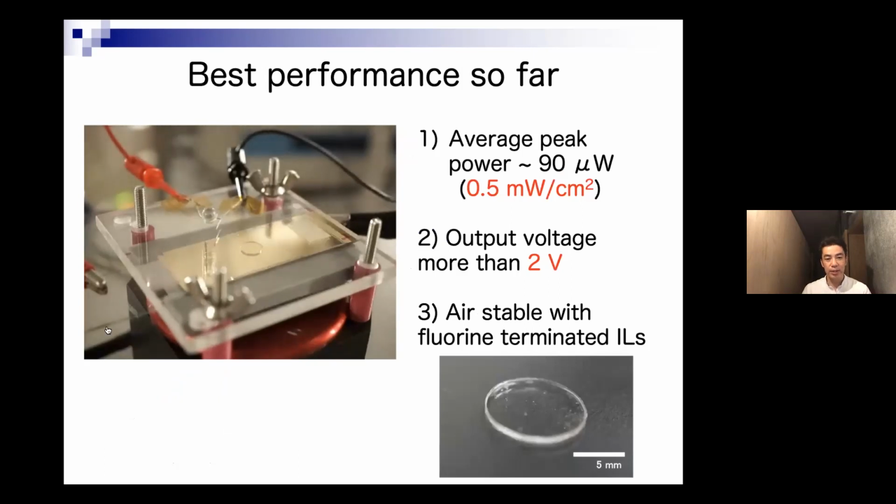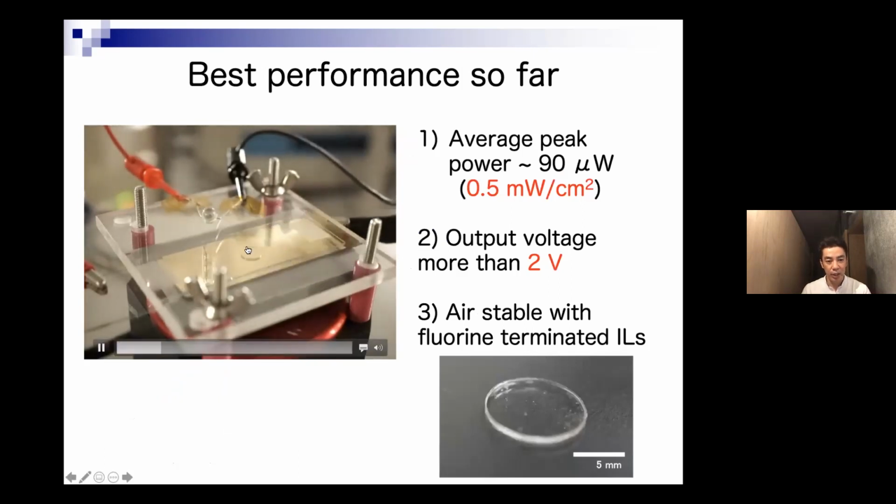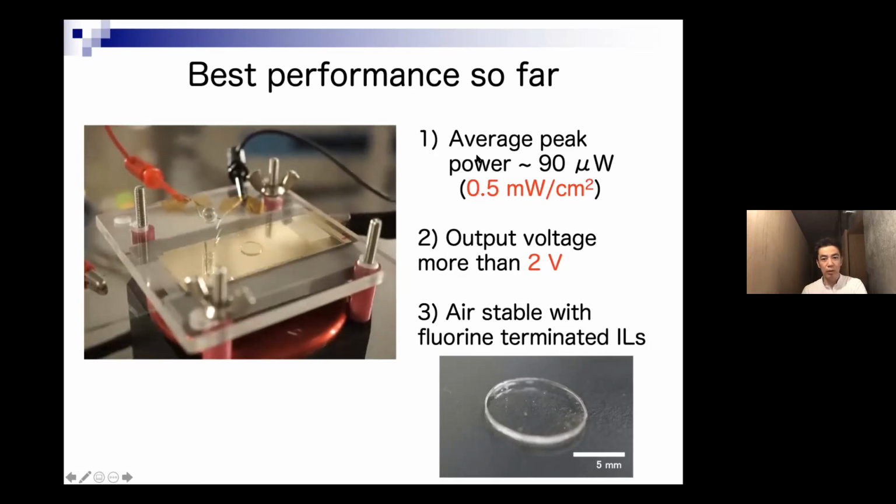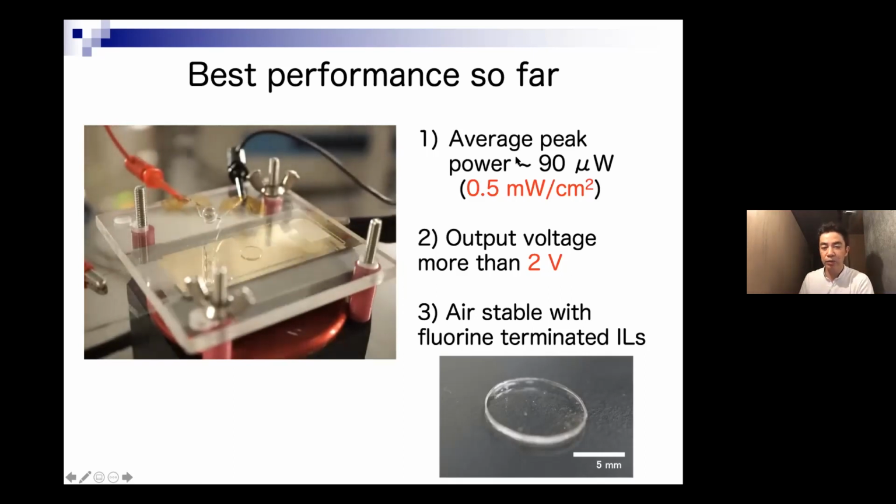And this is another demonstration. And here is the electric double layer electrode, where we touch and detach. And then we can create the energy like this. So we can easily shine the LED light like this. The average peak power is around 90 microwatt. And if you divide it by the surface area, it is around 0.5 milliwatt per square centimeter.